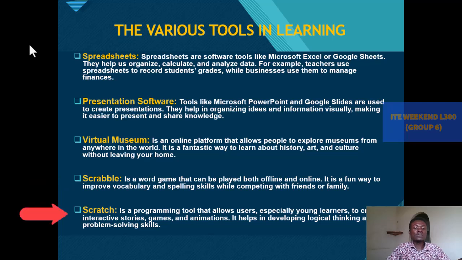The last one is Scratch. It's a programming tool that allows users, especially younger learners, to create interactive stories, games, and animations. It helps in developing logical thinking and problem-solving skills.